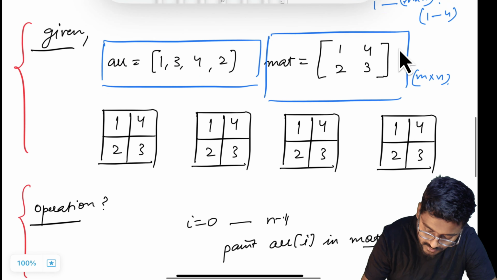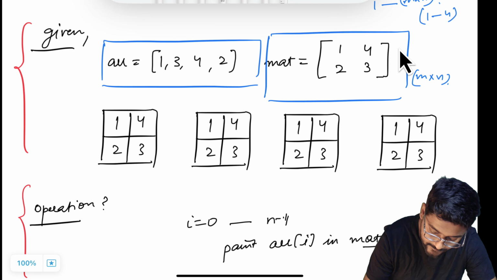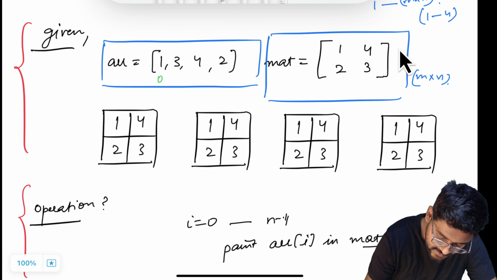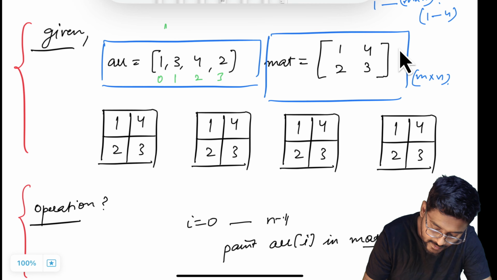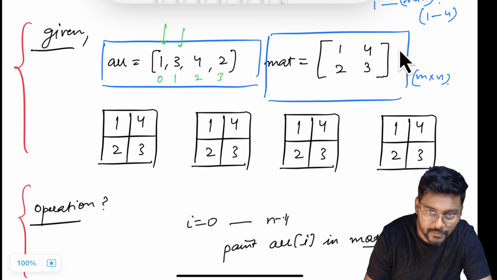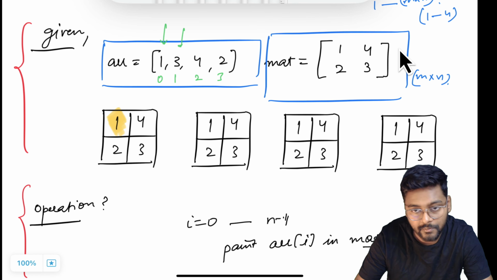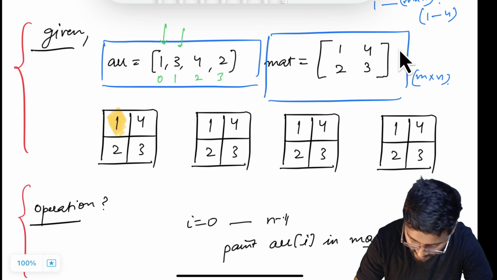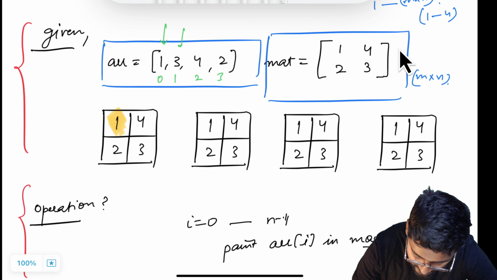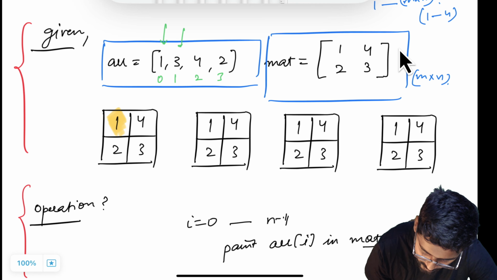The operation is to go through each element in this array given to us. Let's mark the indices of this array 1, 2. We have to go through each element from it. First one is 1, second one is 3, third one is 4 and then 2. Whatever element we are picking, let's say the first element is 1, we have to mark the 1, or you can say paint the 1 in the matrix. First we have painted the 1, second time we are going to paint the 3.